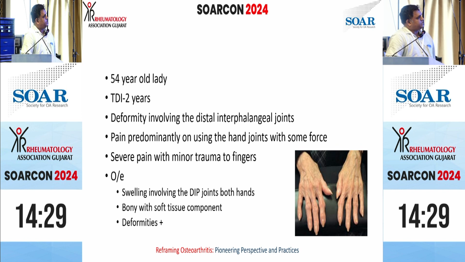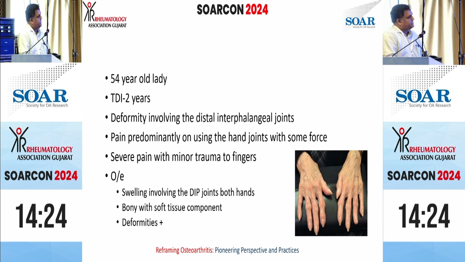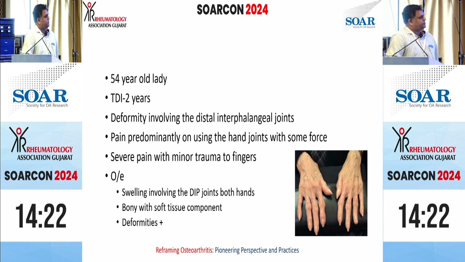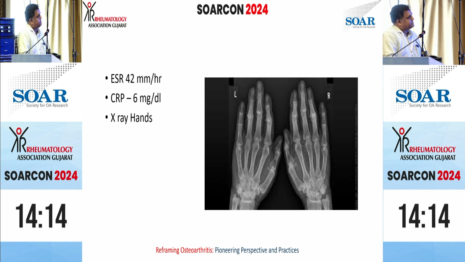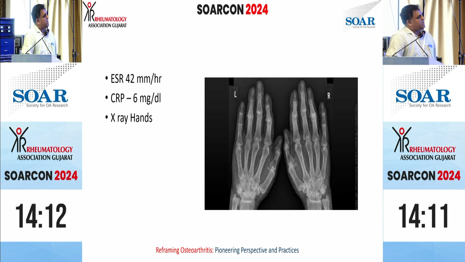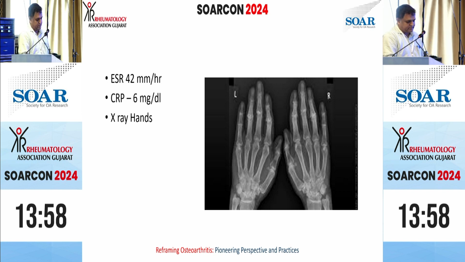On examination, the swelling involved the DIP joints and the PIP joints of both hands. There was bony swelling along with some soft tissue component, and deformities were present. The ESR of this patient was 42, CRP was 6, and RF and anti-CCP were negative. And this is the X-ray of the hand, which shows the typical appearance of osteoarthritis, with subchondral sclerosis, erosions, and joint space narrowing, especially involving the DIPs and the PIPs.